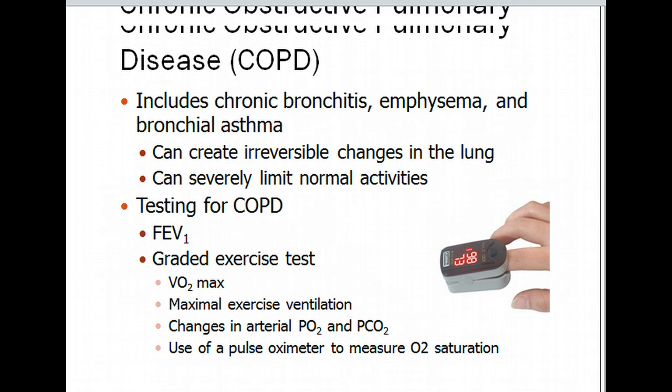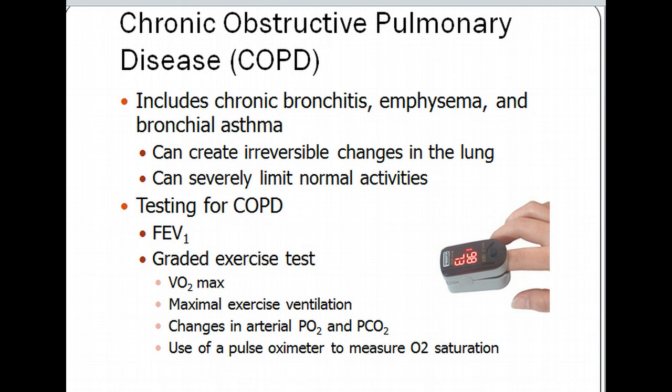Chronic obstructive pulmonary disease. So there are 3 diseases that are considered COPD. That's what it's the abbreviation for. And most people, if you hear COPD, it's chronic bronchitis, emphysema, and chronic asthma. So what these diseases can do is create changes in the lung. They may limit people in their normal activities.